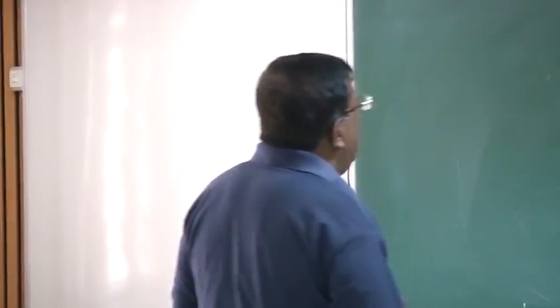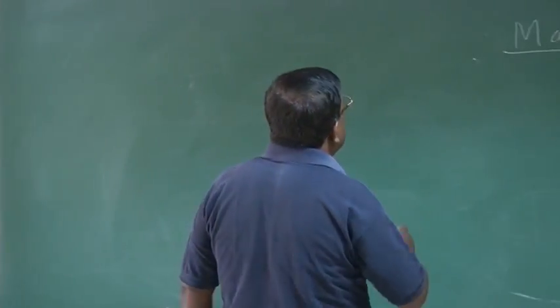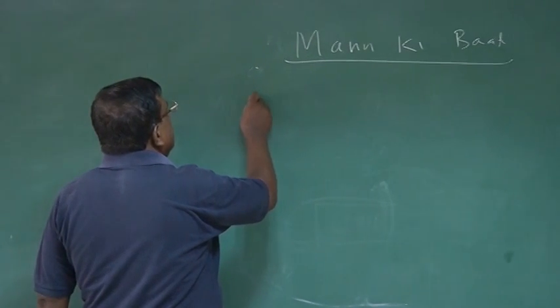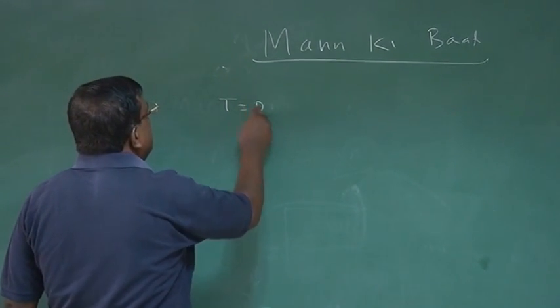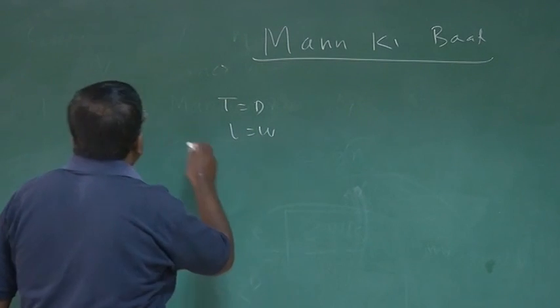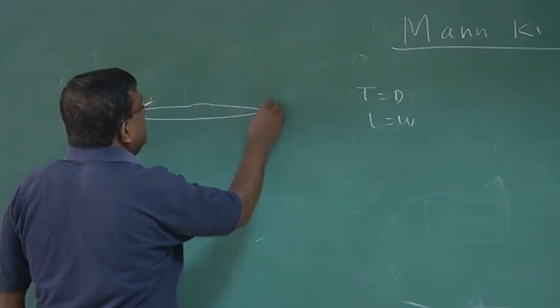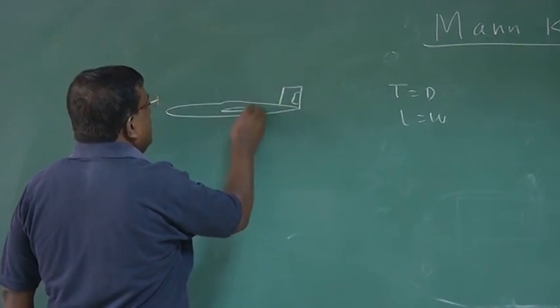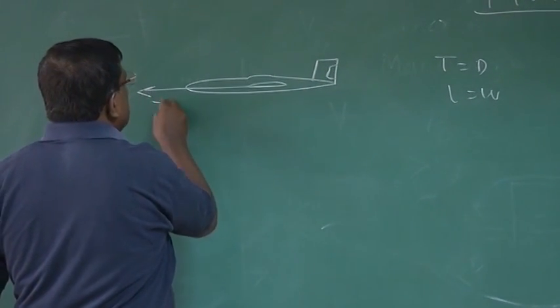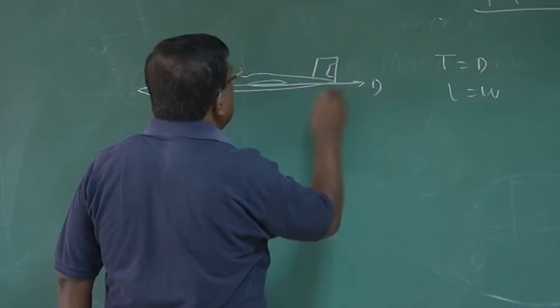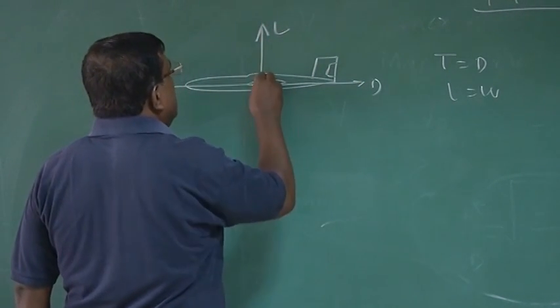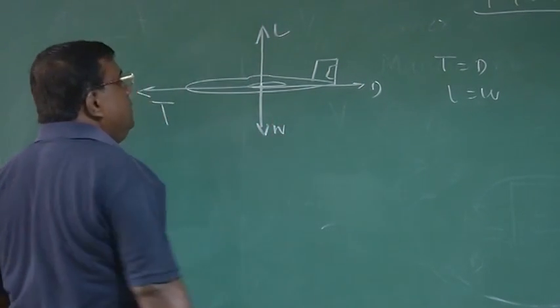Let us go back to what we were discussing in the second week lecture, that was primarily thrust equal to drag, lift equal to weight. We were trying to do cruise and we drew an airplane: thrust, drag, then lift, and then weight.